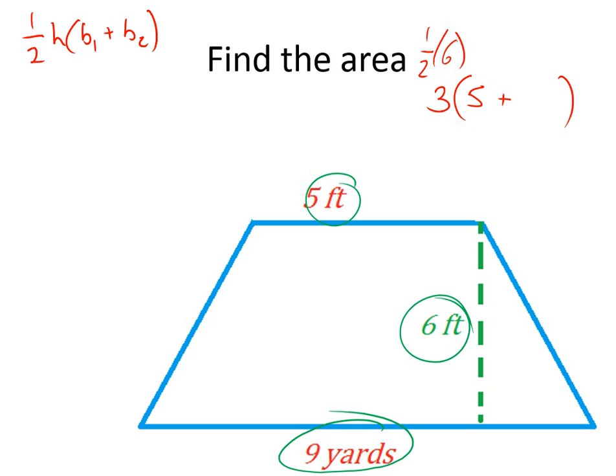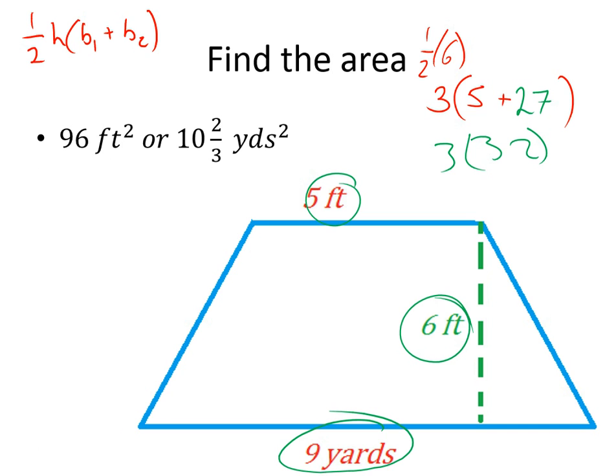So we've got to turn 9 yards into feet, which there's 3 feet in a yard. So 9 times 3 is 27, so it'd be 5 plus 27, which is 32, multiply it by 3, and that should give us an answer of about 96 feet squared. Or if you wanted to keep it in yards, it would be about 10 2/3 yards squared.